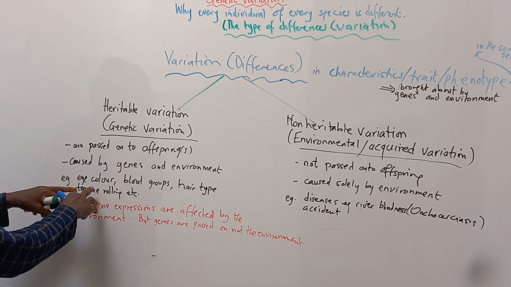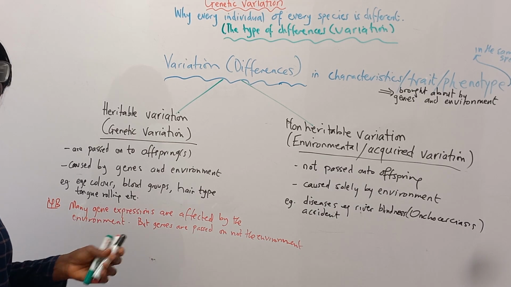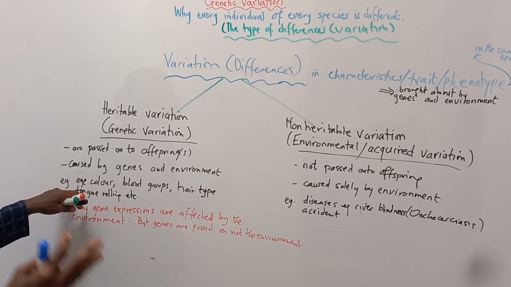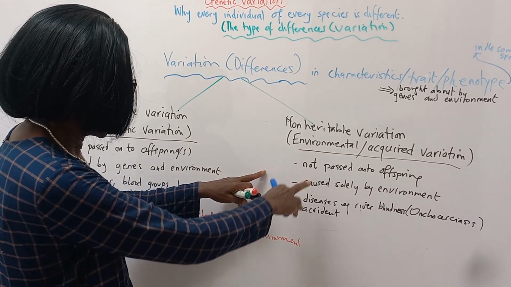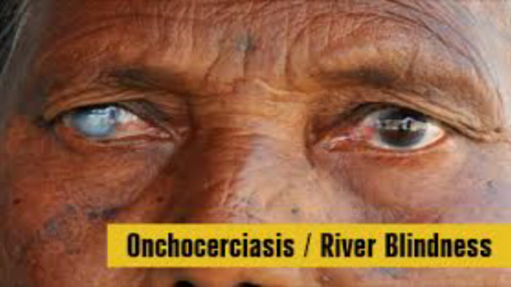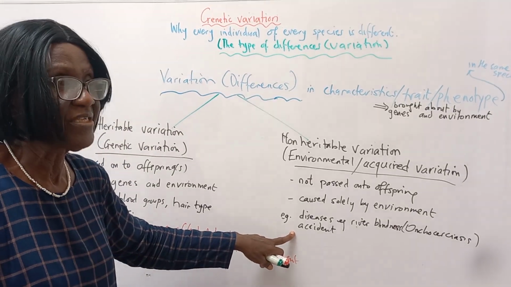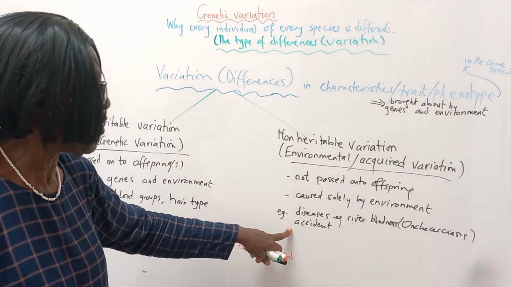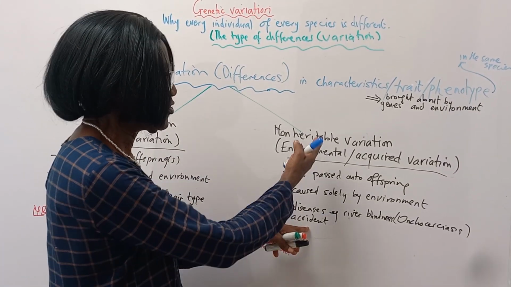Examples of such variation are eye color, blood groups, hair type, tongue rolling, eye shape. There are plenty of characteristics that are caused by genes. Non-heritable variation is caused solely by the environment. Diseases like onchocerciasis, you see the eyes, cannot be passed on from parent to offspring. Various accidental problems, various nutrient problems, kwashiorkor and all that. Environmental variation is acquired. It can never be passed on to offspring.